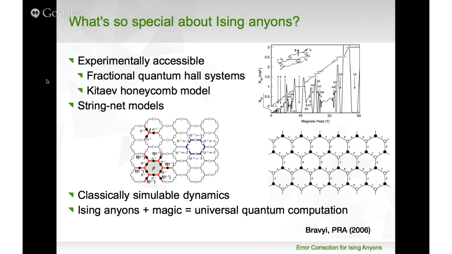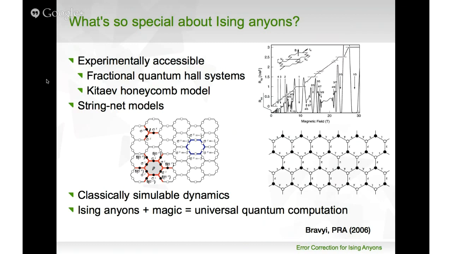The paper that I cited on the previous slide, Kitaev's honeycomb model, is a very simple model. There are proposals to implement this model in optical lattices, for example. So there are reasonable prospects that we will see Ising anyons in the somewhat near future. There are also exactly solvable models, which we can use to study these things. For example, string net models, also Kitaev's honeycomb model. So we have good theoretical handles on these things. They're one of the simplest non-abelian anyon models as well. So the theoretical models are somewhat tractable as well.